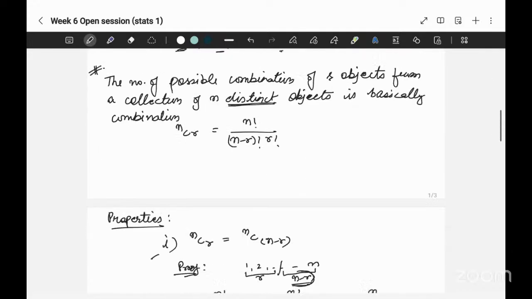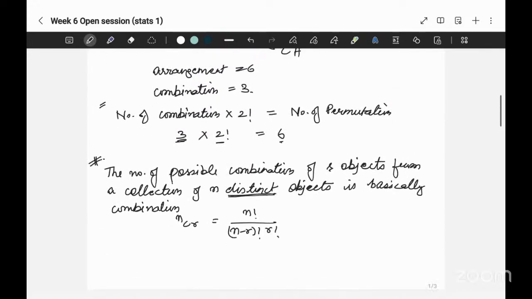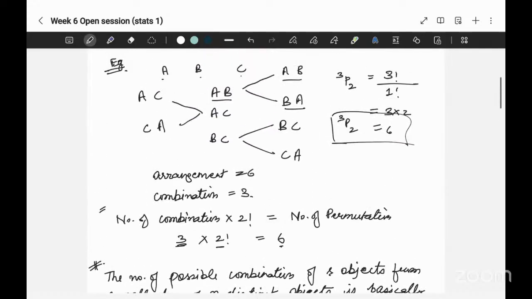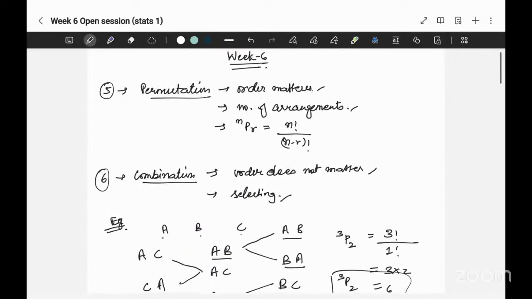And the main thing is you got to know the difference between permutation and combination, when to use the permutation and when to use the combination. When do we use permutation? We use permutation when order matters, when we are talking about the number of arrangements, and combination is used when order does not matter and we are actually selecting. Correct? These are the things, when we use permutation and combination.